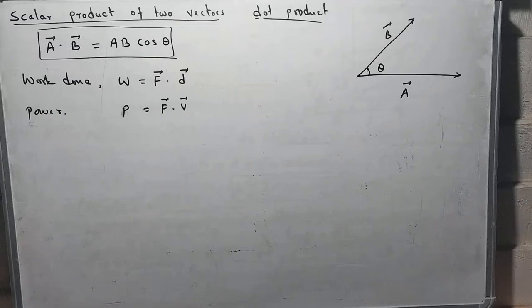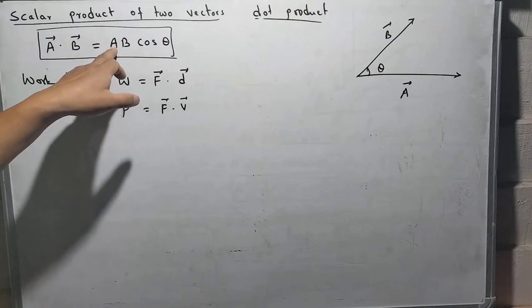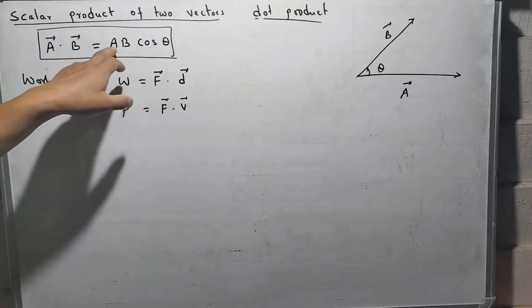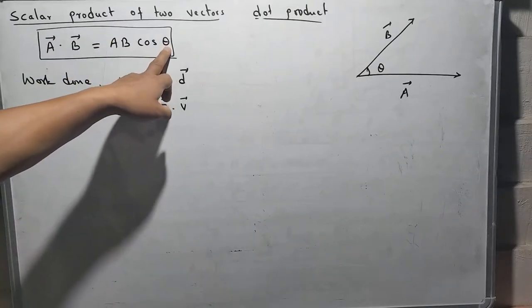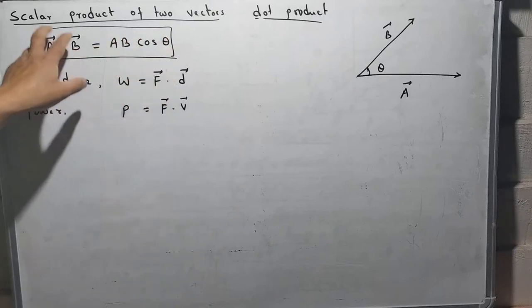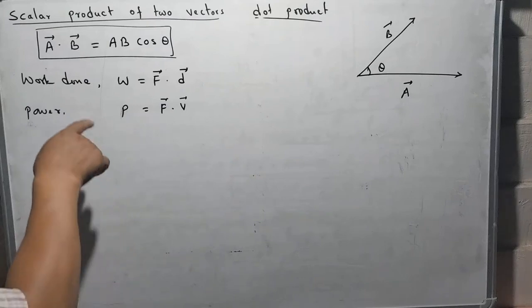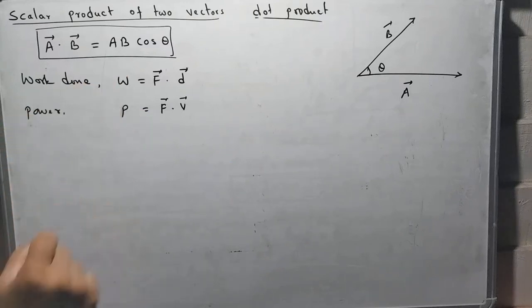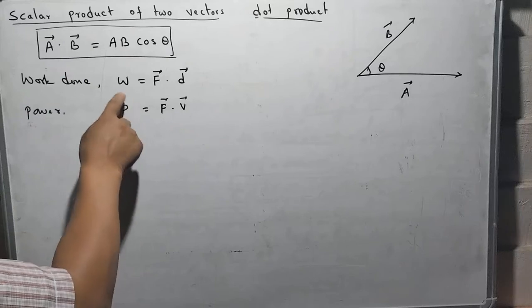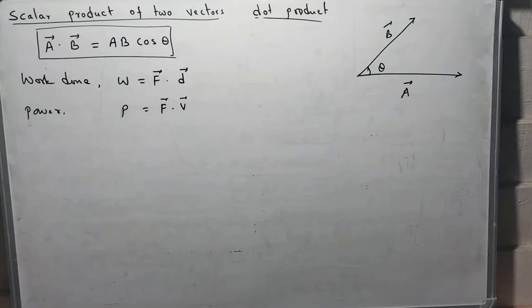So when you look at this equation, at the right hand side of this equation, we see that this A and B are magnitudes. Even cos theta also is a magnitude. So therefore, A dot B, which is the scalar product, is a magnitude. Okay, so that is why in this example, when I say work done, I write only W without arrow. When I say power, I write only P without arrow, because scalar product always gives a scalar. Okay, that means it gives only a scalar quantity.